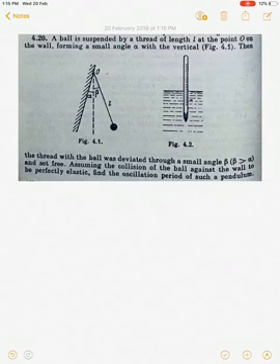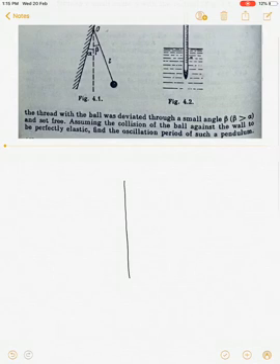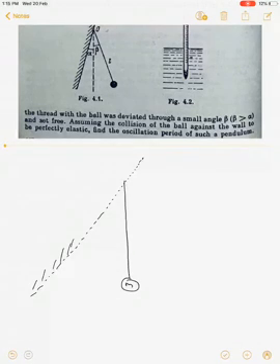It is given that a small ball is suspended by a thread of length L at the point O on the wall, forming a small angle alpha with the vertical. So over here we have a pendulum bob, and take the mass of this bob as m. It is kept near a wall, and this wall is making some angle alpha with respect to the normal position of the pendulum bob.